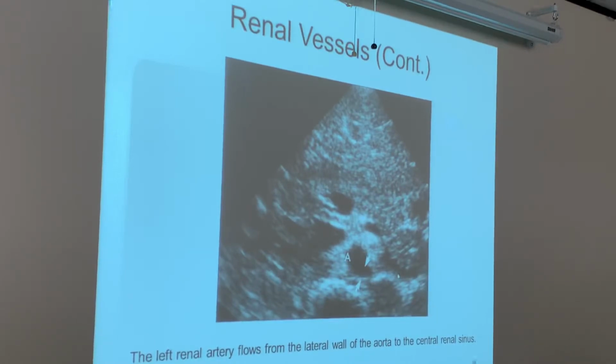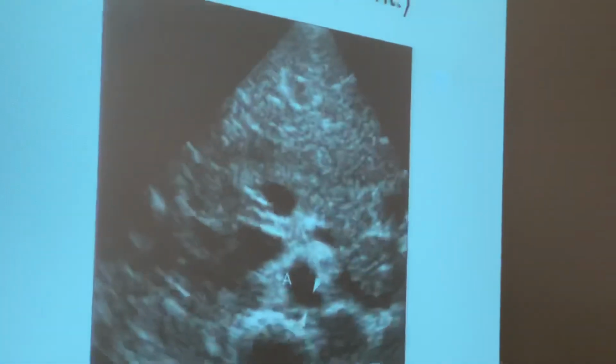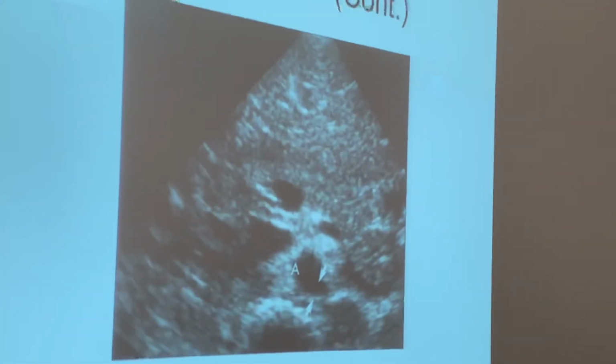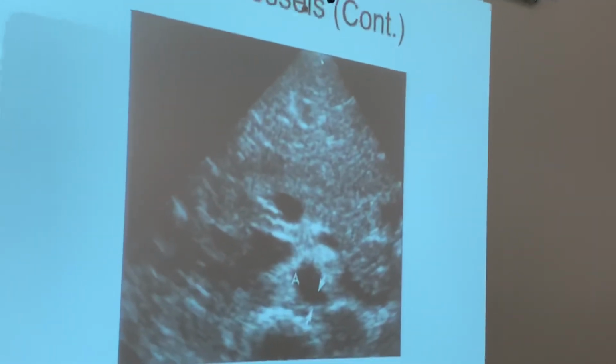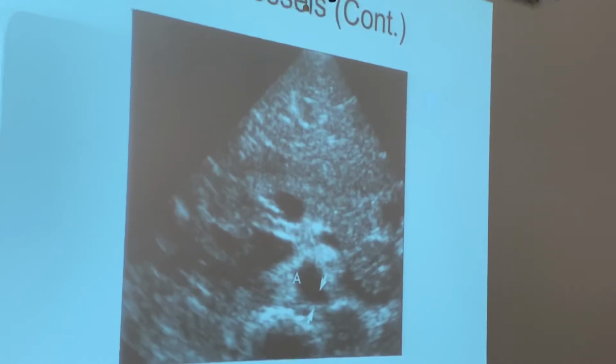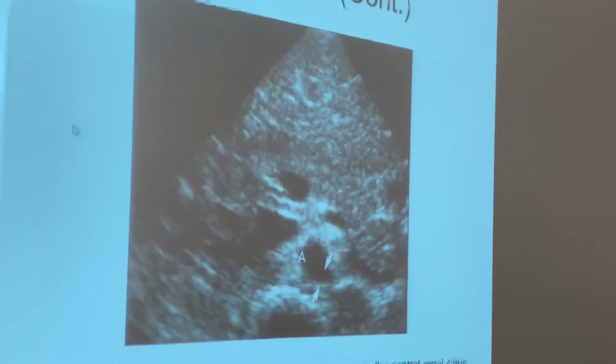What is this vessel right here? Okay, that's the renal artery. The other one is the IVC. That's the left renal vein. This is the IVC. Okay. Anterior, posterior, left, right.